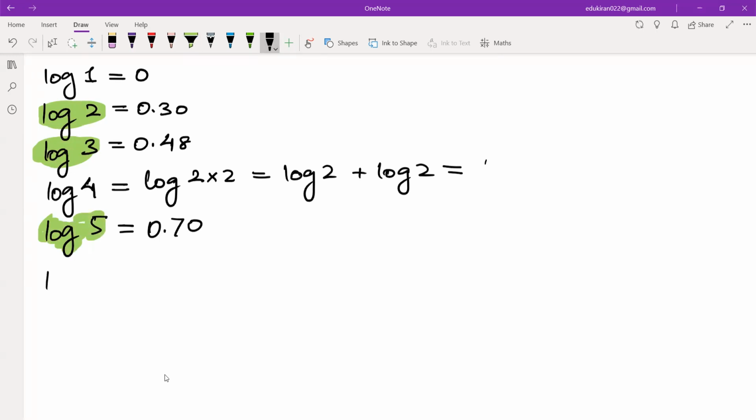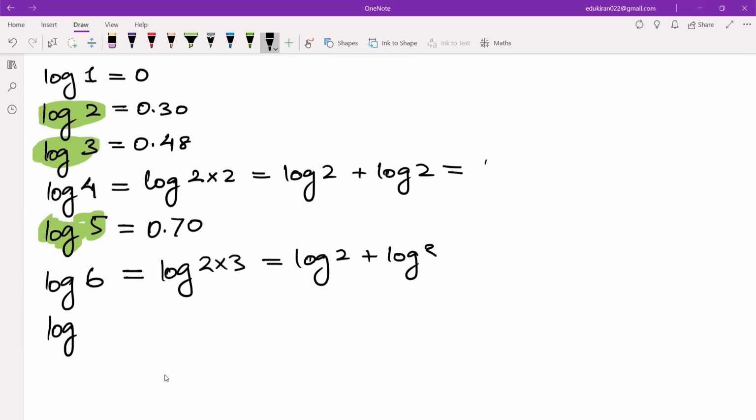Then log of 6. Now you have to tell me how I can write log of 6 in terms of what we have given here. 2 into 3. So log of 6 is equal to log of 2 plus log of 3, which is 0.30 plus 0.48. You calculate this; it is a simple addition. Then you have log of 7, which you have to remember because again this is a prime number.